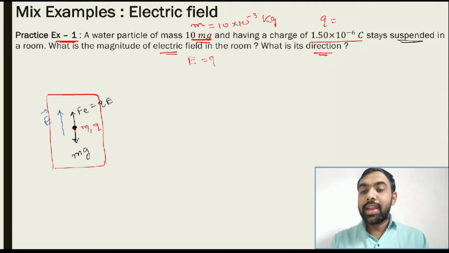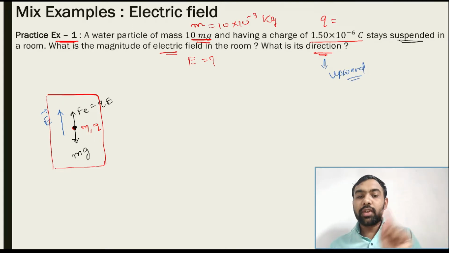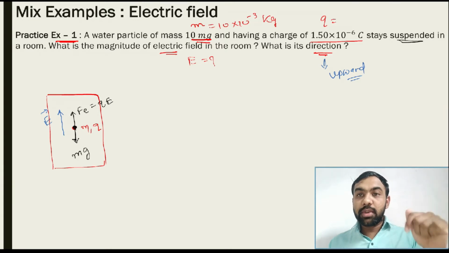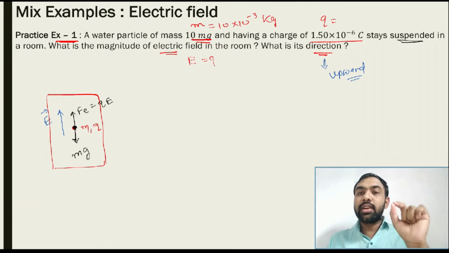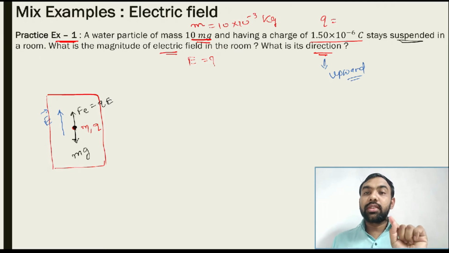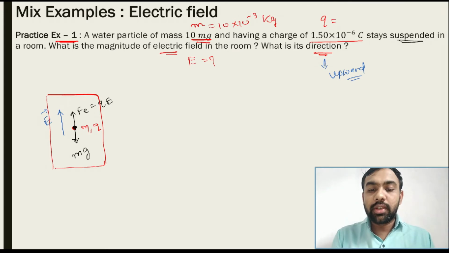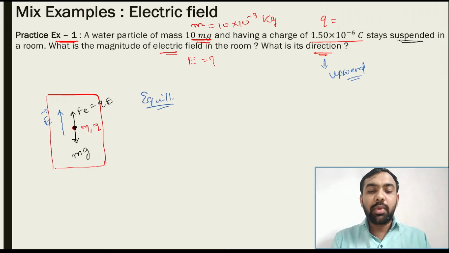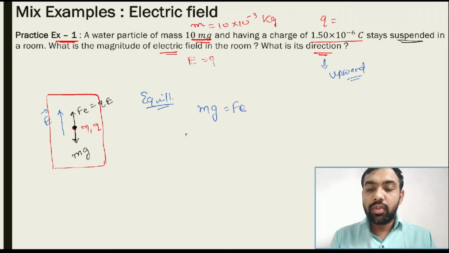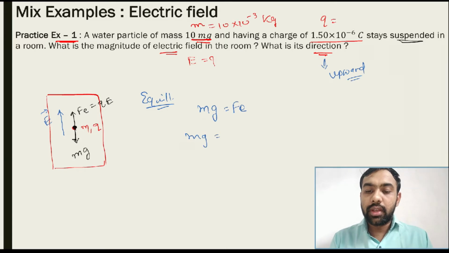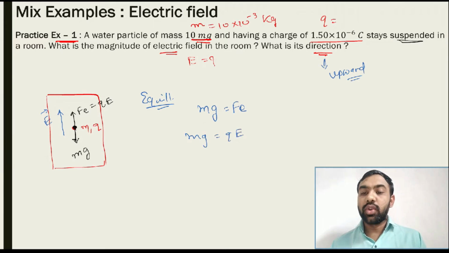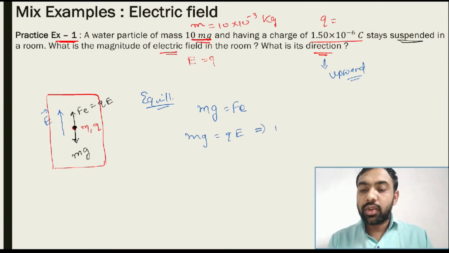Okay, so the direction is upward, because we need the electric force in the upward direction. See, mg must be in a downward direction. So you set the electric field in such a way that this electrostatic force is produced in the upward direction. For this equilibrium condition, mg is equal to Fe. So mg is equal to QE. We have to find the electric field, so E is equal to mg upon q.